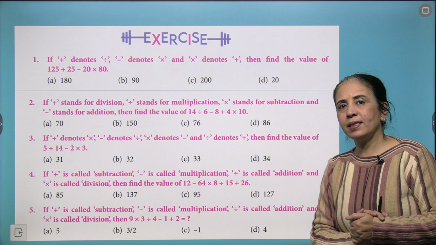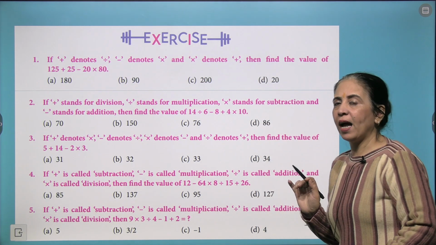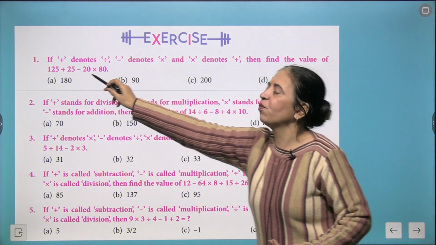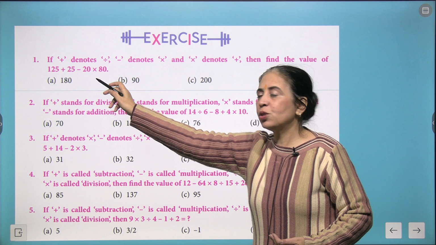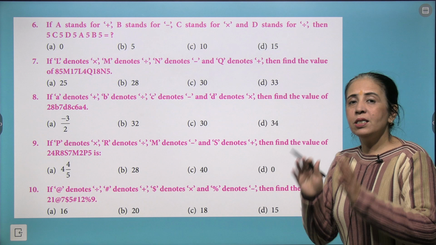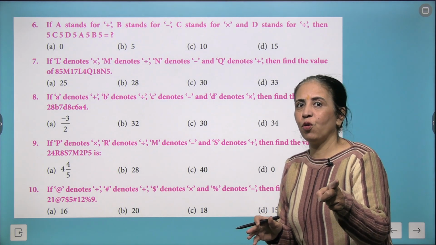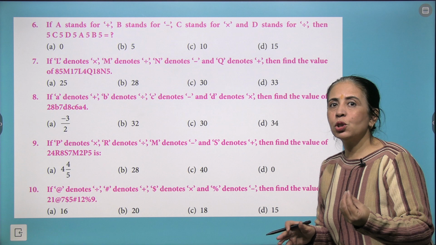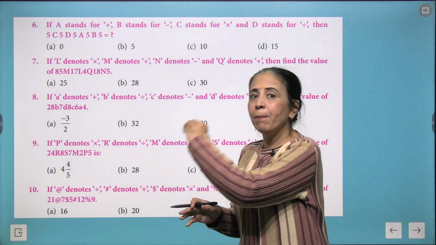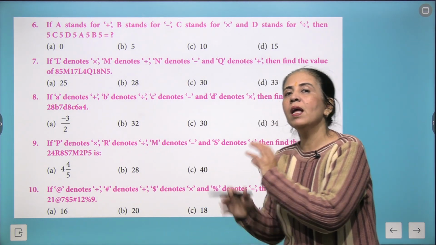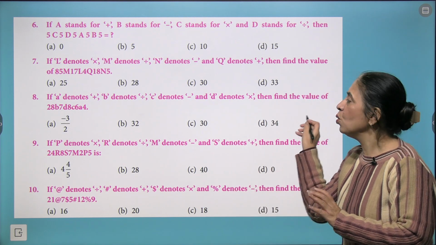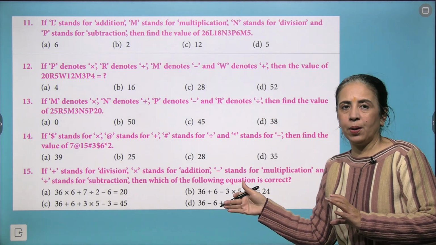Moving ahead with the exercise now. We have a different category of question. The first one is changing the symbol and then finding the value. I believe you can do it now, and more questions of the same pattern are here. Just one instruction for you: do not hesitate. Make sure you hold a pencil in your hand and replace whatever symbol changing instructions are given, and a new equation will be formed. Then follow the BODMAS rule and start doing the calculations.